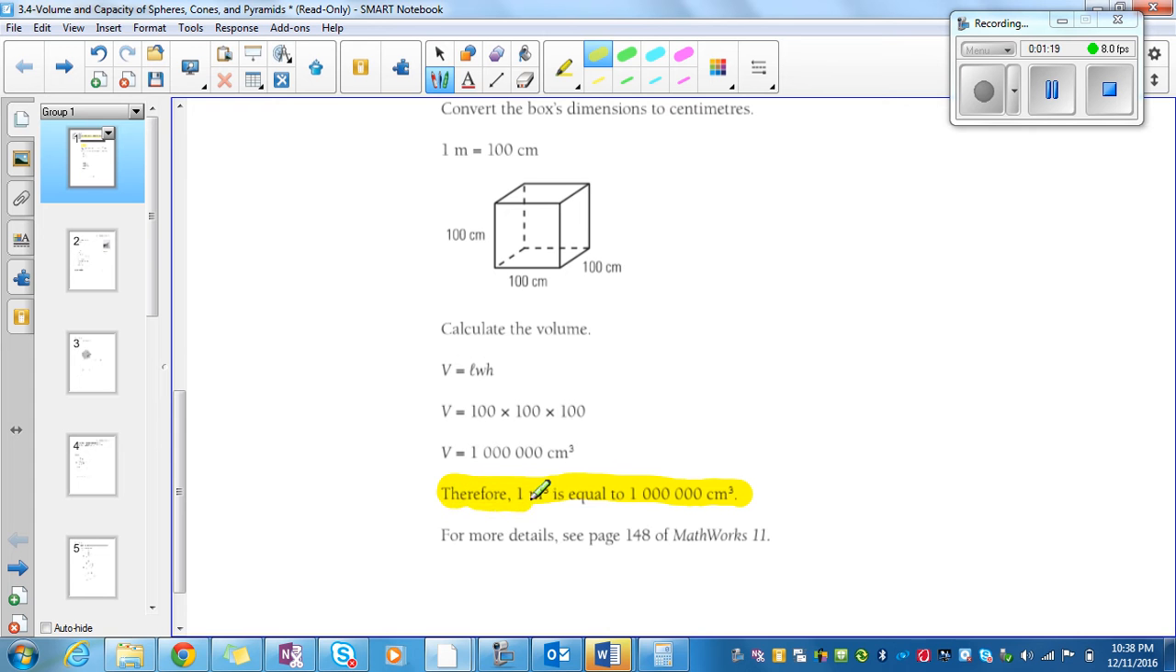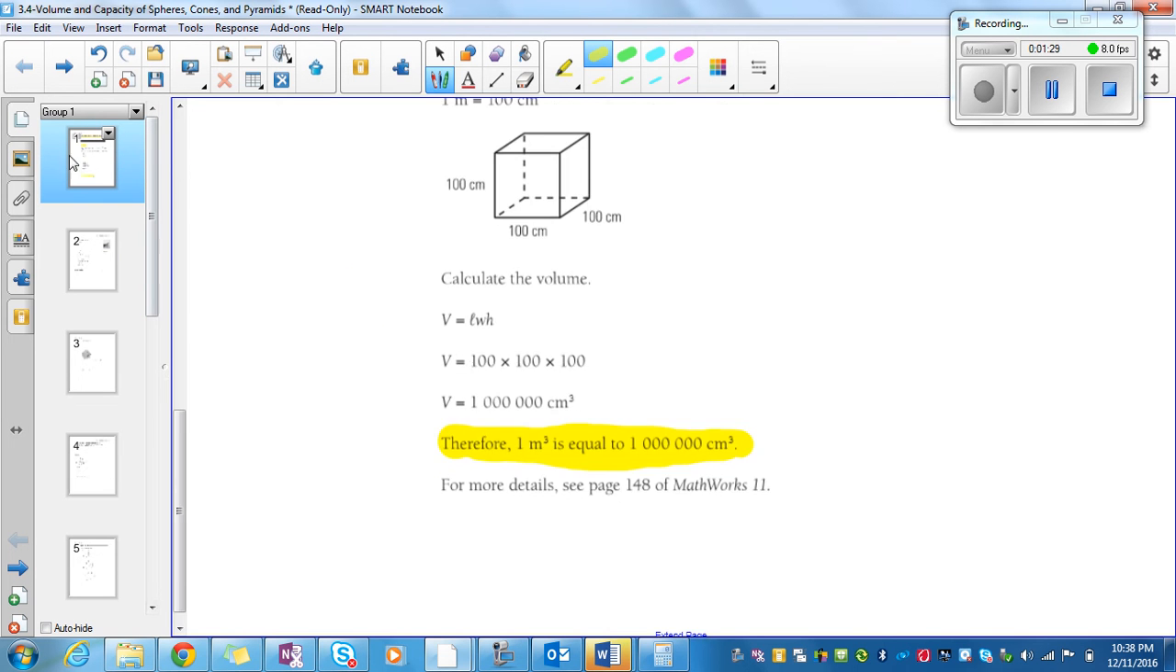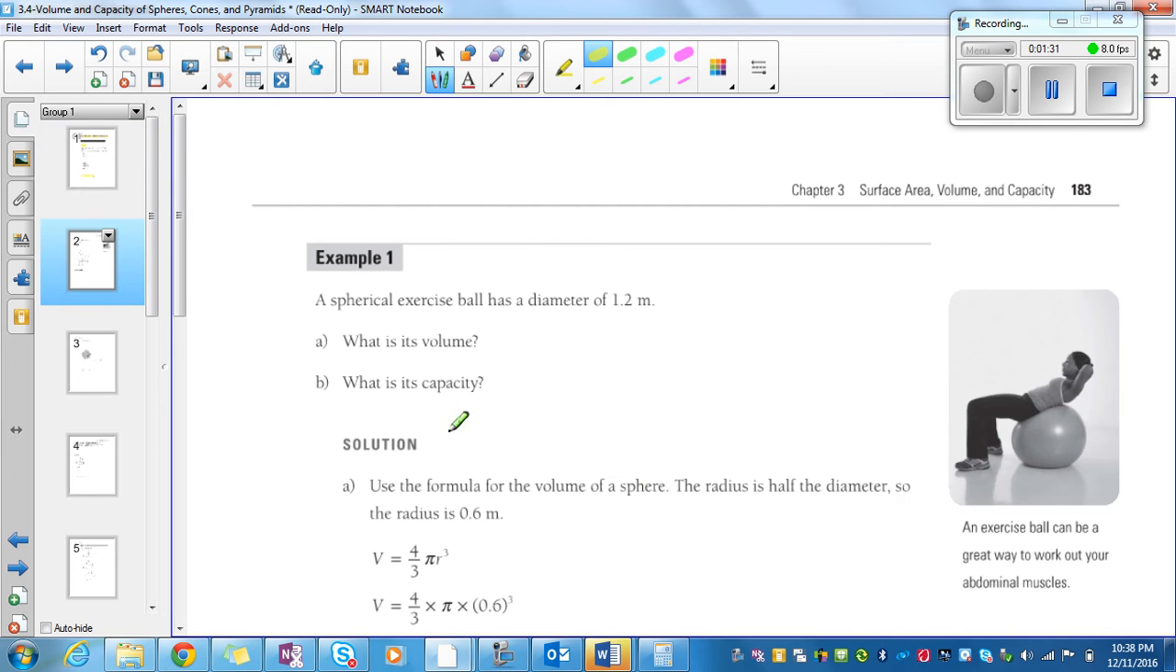I think we're going to have this big formula page with some conversions there for you. And this is one of them. 1 meter cubed is equal to 1 million centimeters cubed. Okay. So we've got a spherical ball of 1.2 meters. Now, what is its volume?